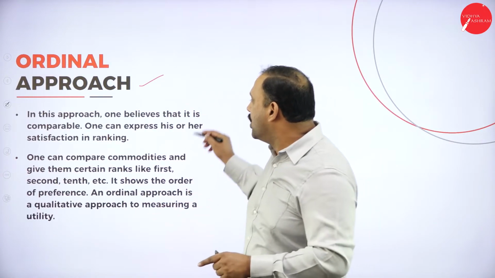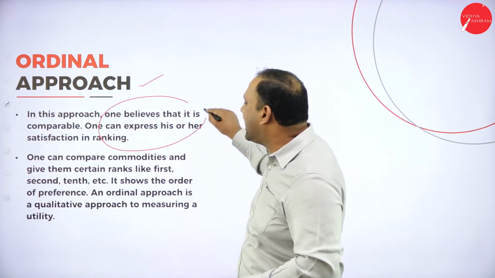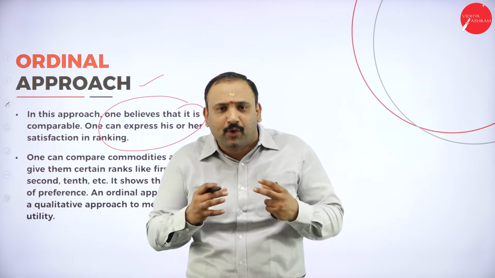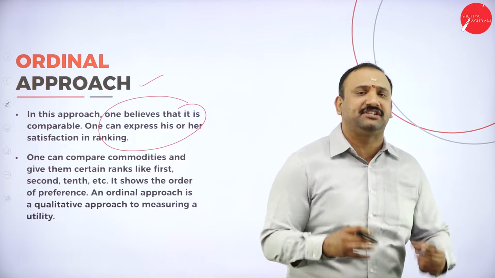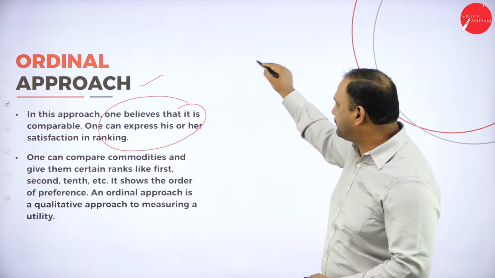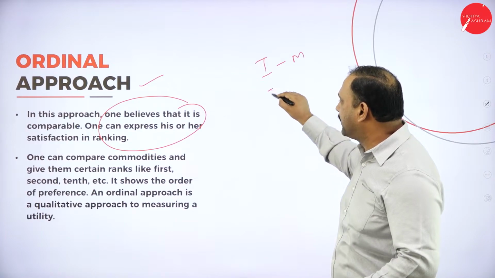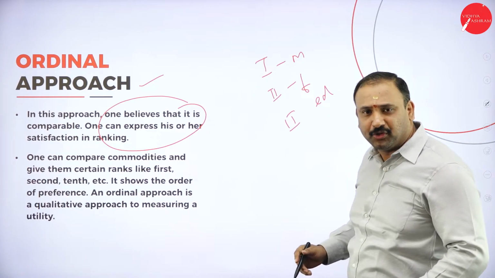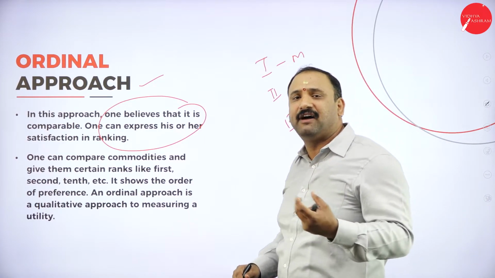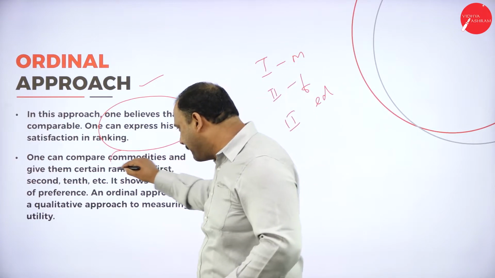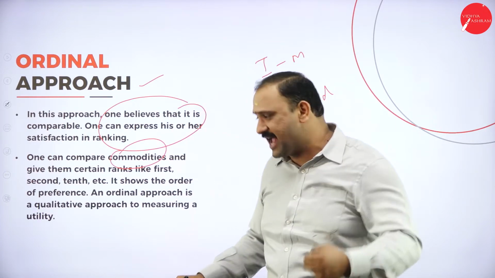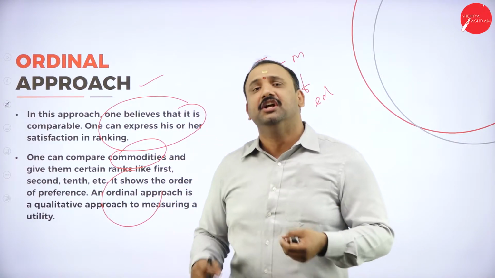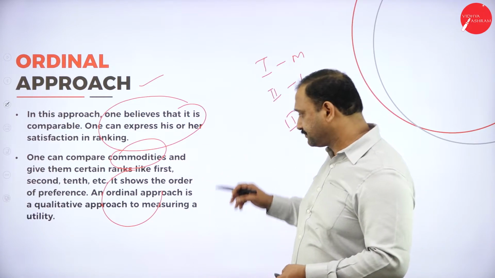In this approach, one believes that utility is comparable. There is a ranking methodology, which means I am going to give you priority-based ranking. For me, the first priority might be money, the second priority might be family, the third priority might be education. So what I'm trying to do is put a figurative value in terms of comparison. So one can compare the commodities and give them some ranks, and based on the rank will be his preference, his satisfaction generation altogether.